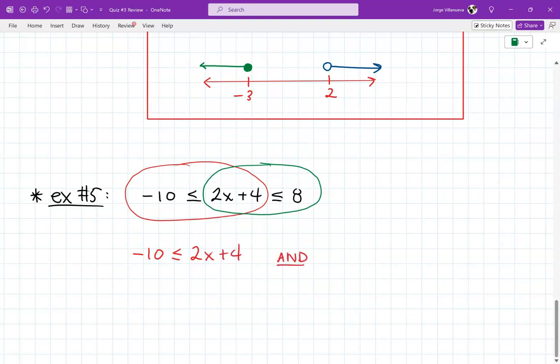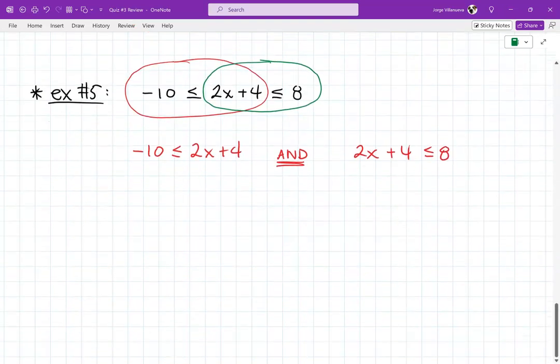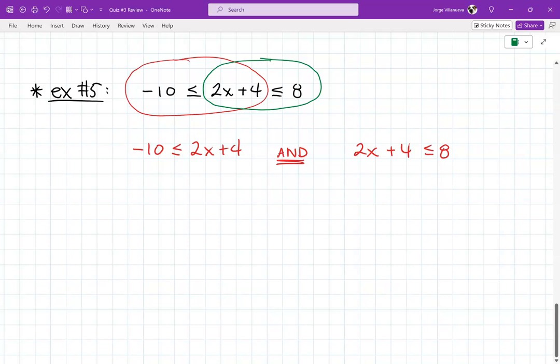And, okay, this is an AND problem. 2x plus 4 less than or equal to 8. Right? So from here, go ahead and start solving. We'll move the positive 4 over to the left. That's -14 less than or equal to 2x. Then I get to divide both sides by 2. So 2 on both sides, I get -7 less than or equal to x. So that one's done.